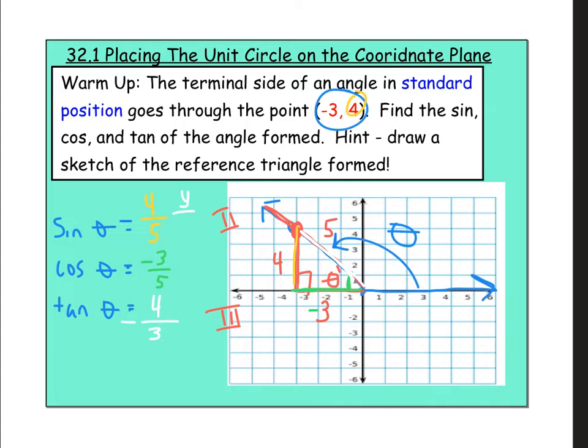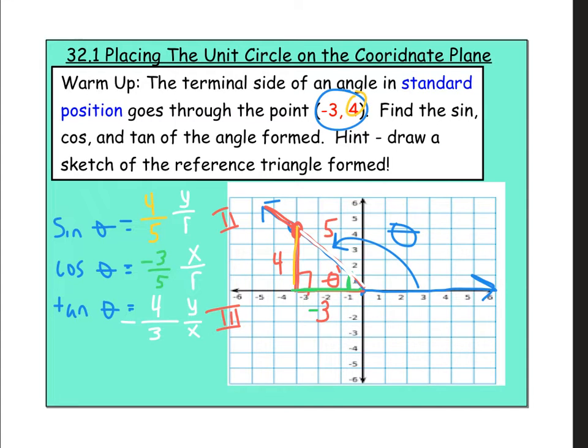So you can always think of the sine as the y value over whatever the radius is. Remember, the radius is just the hypotenuse. The cosine will always be the x-coordinate of the point over the radius, or over the hypotenuse. And then the tangent, notice we didn't even need the Pythagorean theorem. It's really just the y-coordinate over the x-coordinate, right? Look at the point they gave us. It was -3, 4. So 4 over -3 is just y over x. We didn't need the hypotenuse. You don't need the hypotenuse for tangent.